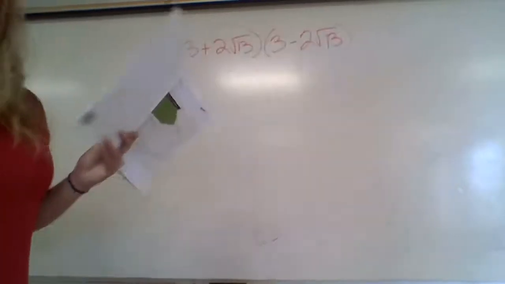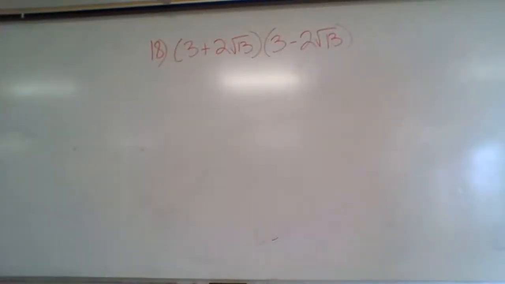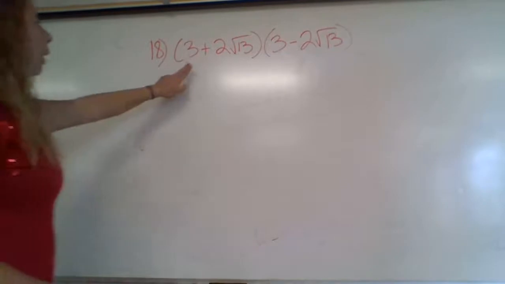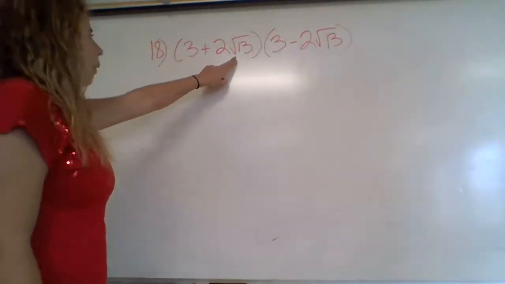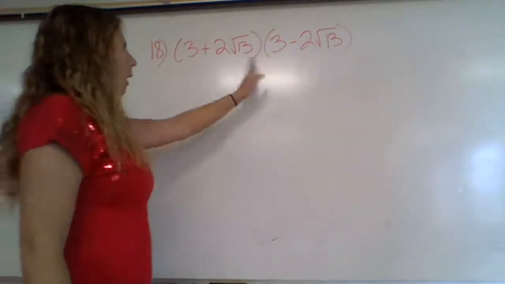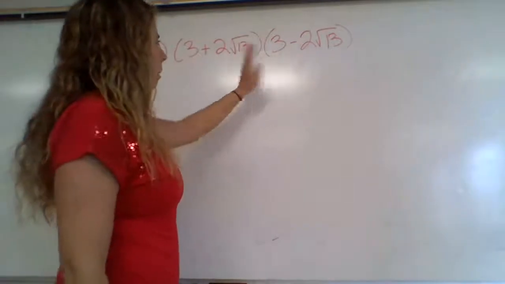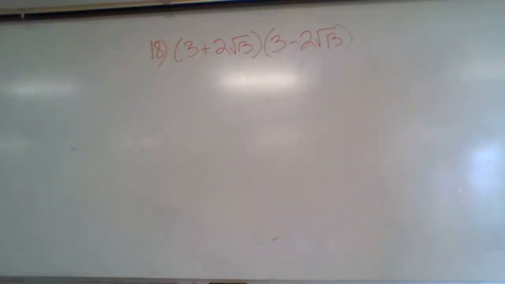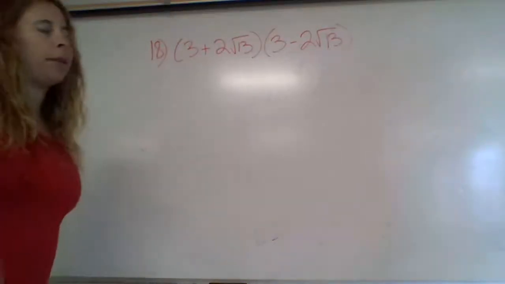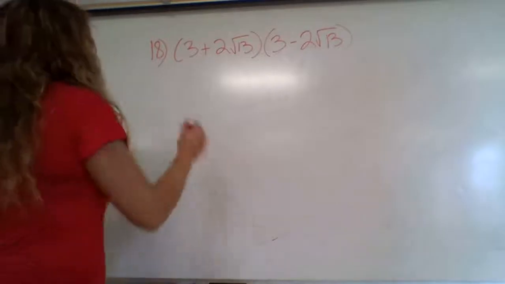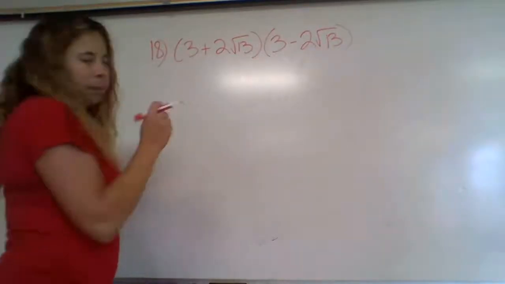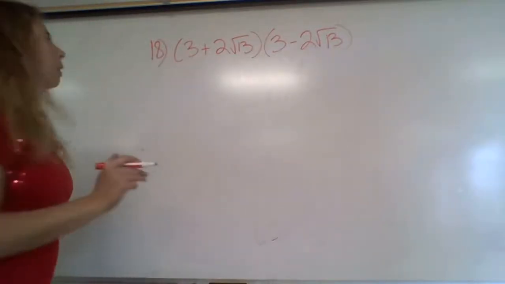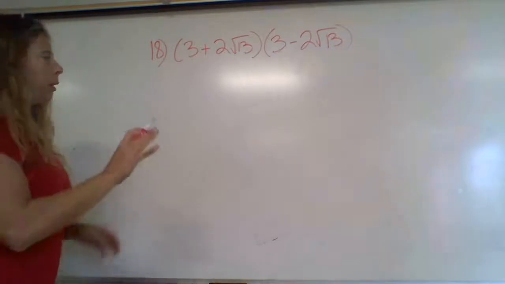All right, number 18. So you have 3 plus 2 times the square root of 13, and then all of that times 3 minus 2 square root of 13. We did some review on foiling yesterday, or today, whatever, on Tuesday. So, did I write this right? Okay, I did. You're just going to FOIL.